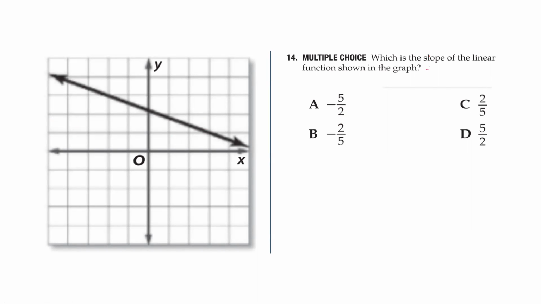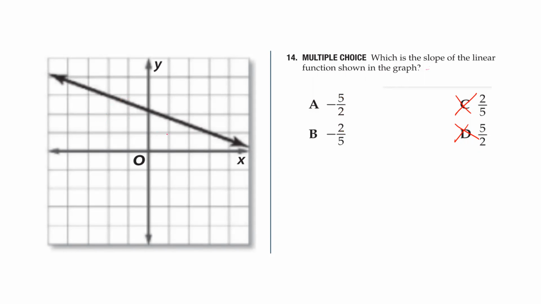It says, which is the slope of the linear function shown in the graph? Now, the first thing you should notice about this graph is that it's going to have a negative slope. It's going down from left to right. So immediately, I can eliminate C and D because those are both positive. Okay, A and B are negative. So now if you look at them, we just have to figure out, is the rise 5 and the run 2, or is the rise 2 and the run 5?